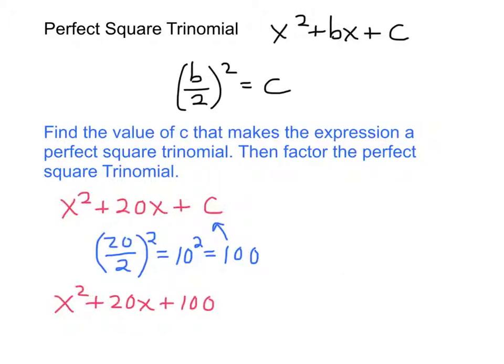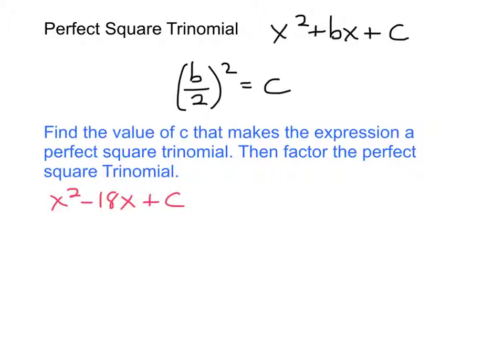Now we need to factor this perfect square trinomial into the square of a binomial. In other words, these three terms make up a perfect square trinomial. We're sure of that because we added the 100 accordingly. And so we should be able to factor that into the square of some binomial. It's always going to start with an x, and what comes after that is always going to be 1/2 of this middle number here. So it would be plus 10 in this case. So it would be x plus 10 in parentheses squared.